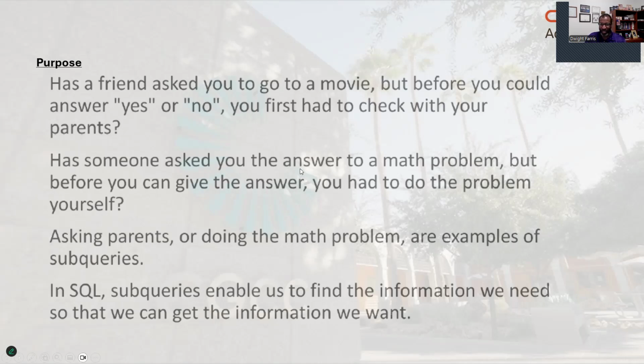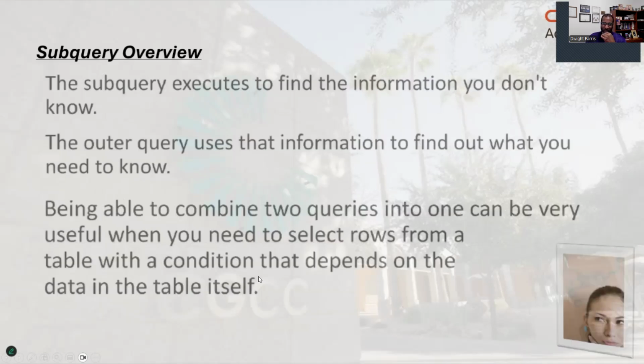So basically, the answer to the outer query or the main query is dependent upon the inner query, or something that's required before you completely provide an answer. So in SQL, subqueries enable us to find the information we need so that we can get the information we want. Now I guess that's an easy way to state that. You're basically using it to find something that you can use to do something else. So whatever way you phrase it, it's a dependent relationship. You want to think of it that way.